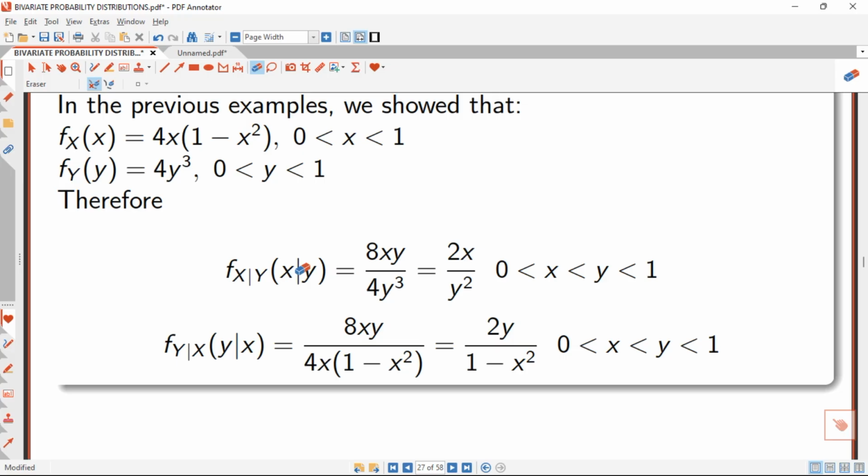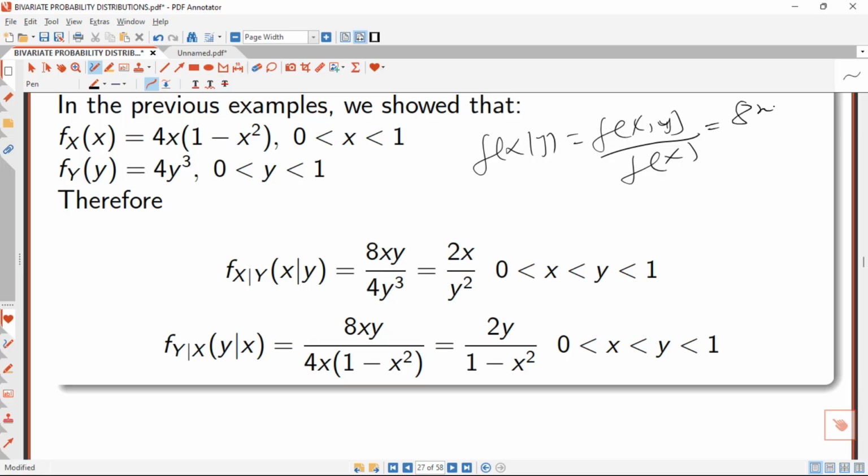For that one we have already just discussed it. We are going to get the joint of x comma y divided by the marginal of y. The joint of x and y is given as 8xy, and the marginal of y is giving us 4y cube. That is what we have here. If you do it very well, we are going to get 2x divided by y squared on the limit of 0 less than x less than y less than 1.